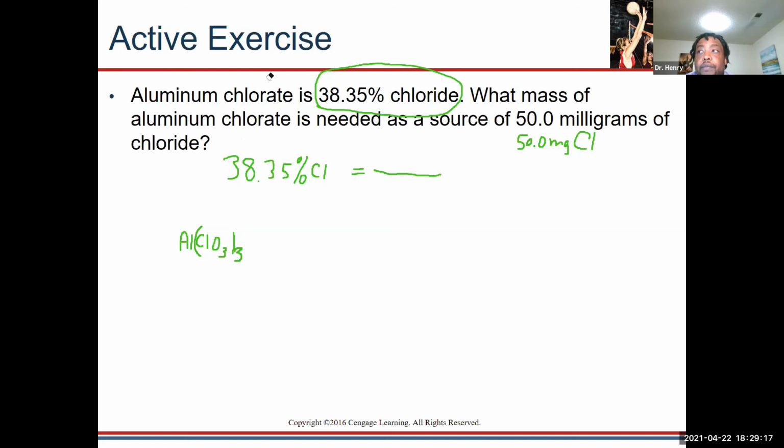Okay, so we know that chlorine is only part. So we know we're going to have 50 grams or 50 milligrams of the chlorine. And so we're trying to find, we're going to use X milligrams because milligrams cancel out, and that gives me my percentage, times 100 of our aluminum chlorate. Okay. So how can I solve for X?